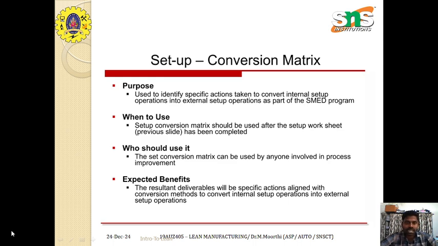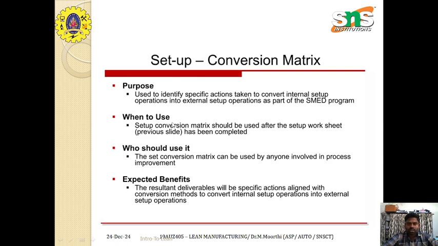This is the continuation of the last video, where we saw the factors and the steps involved during the process. It starts with the design, and after that the setup conversion matrix. While following any new procedure or process, we have to understand the purpose of implementing it in the existing system. The purpose is to identify specific actions taken to convert internal setup operations into external setup operations as part of the SMED program. SMED means single minute exchange of die.